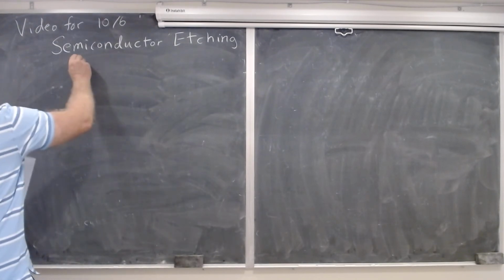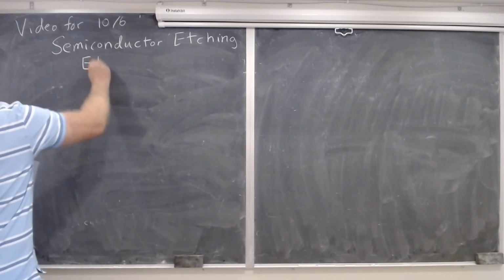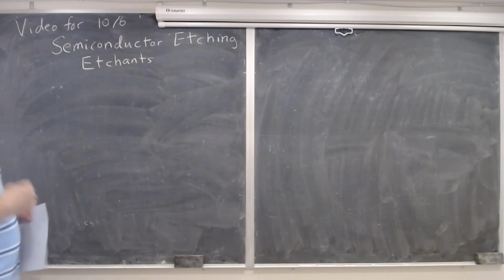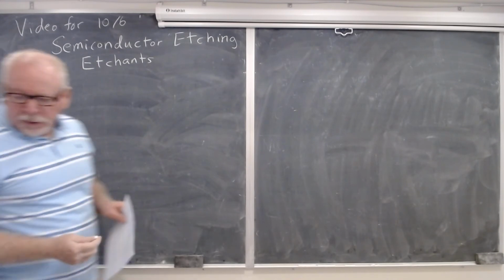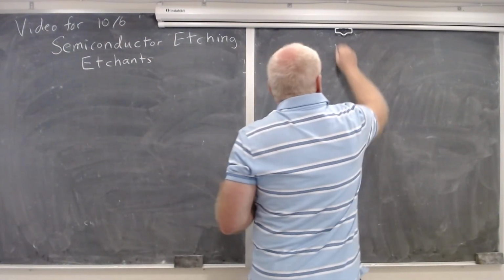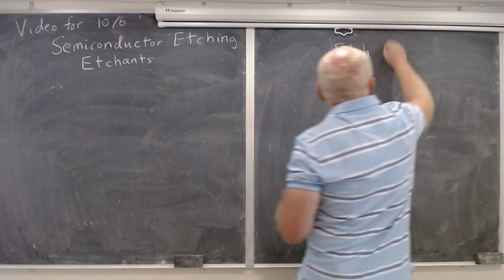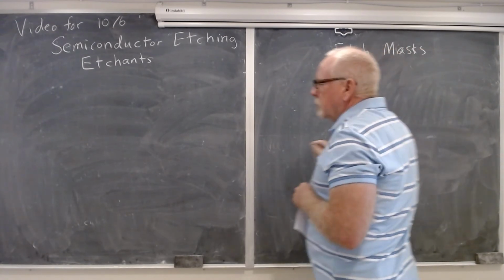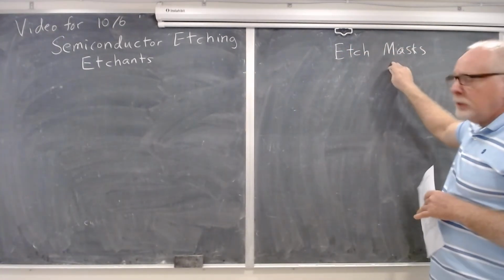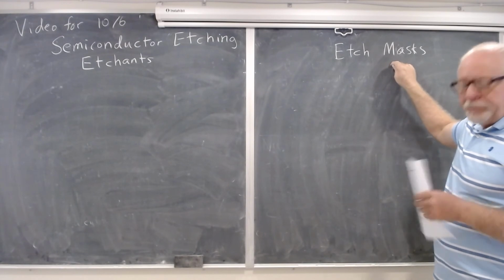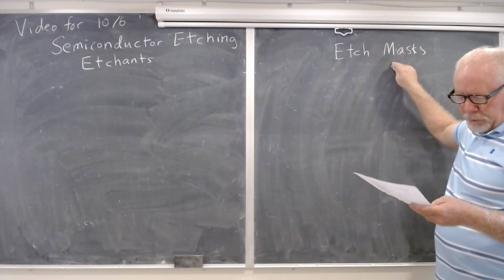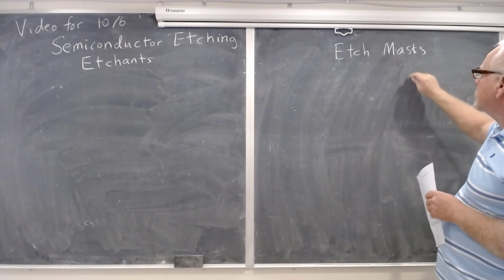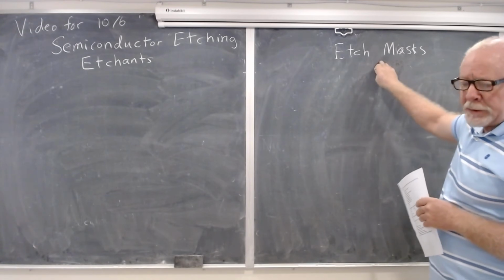I'm going to put etchants, which means things which etch semiconductors. And over here, I'm going to put etch masks. Okay, I'm using the word mask there. I could use different words. That's the usual word that's used. You could use etch resists, for example, but that would point to photoresist, and it's not always a photoresist. So, we'll cover this in a second here.